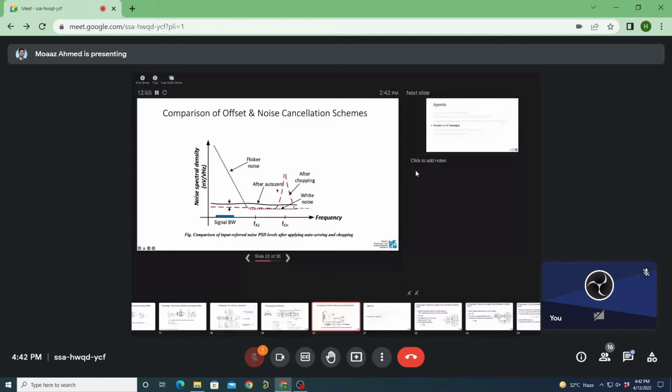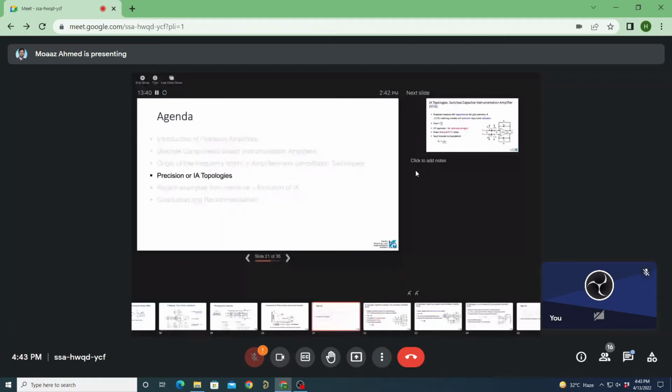The good thing is that your achieved noise floor is lower, almost equal to the thermal noise floor. So if you need ultra low noise instrumentation amplifiers, usually it's a better option to employ chopping. But if getting rid of the chopping ripple is a problem, if you need a simplified precision instrumentation amplifier, it's better you stick with auto zeroing. Next, we go through the popular topologies of precision amplifiers.